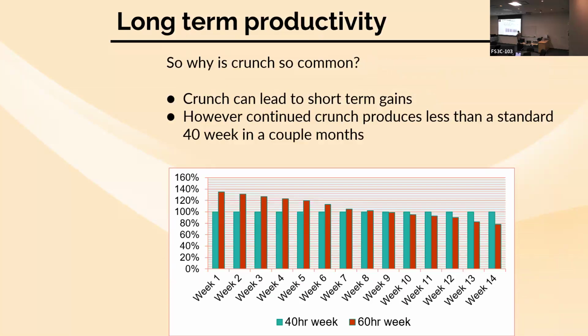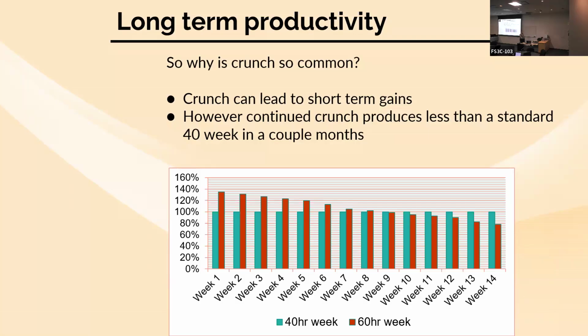All right, but why does crunch happen at all? It's because you do actually get benefit from crunch in the short term, right? There's no way around that. If you have one team working 60 hours a week and another team working 40 hours a week, the team that's working 60 hours a week will get more work done in that first week, and the second and the third and the fourth. It takes months for them to start breaking even, right?